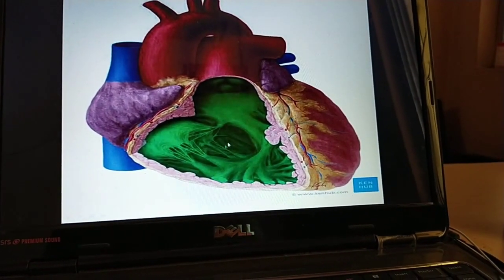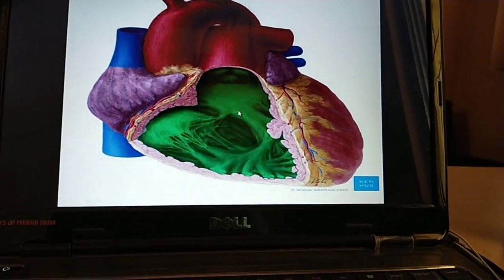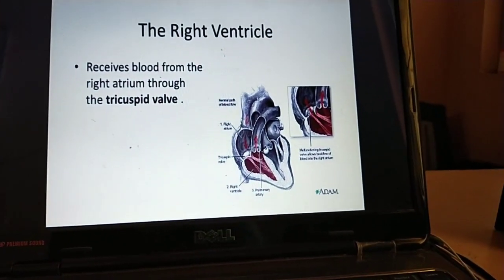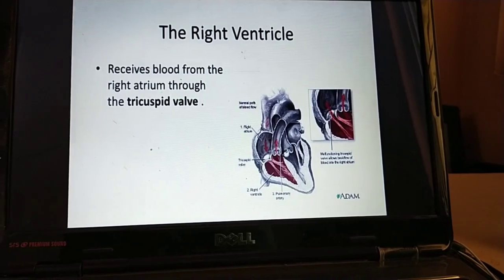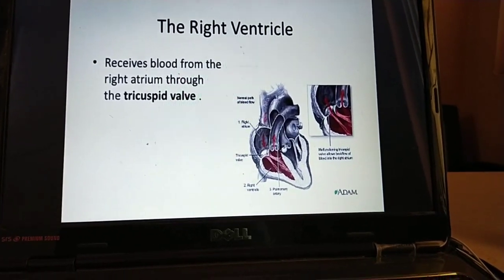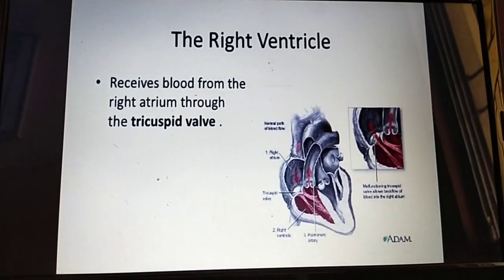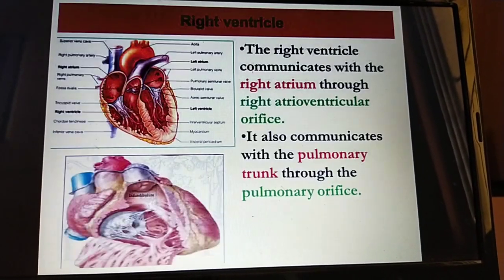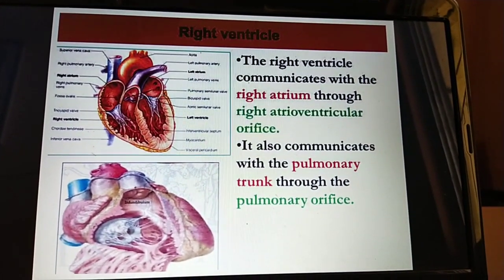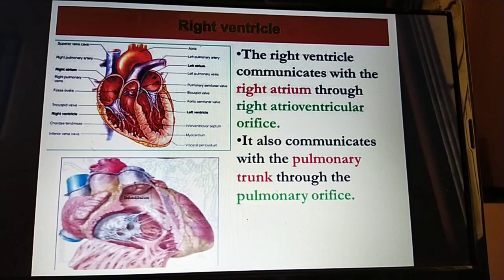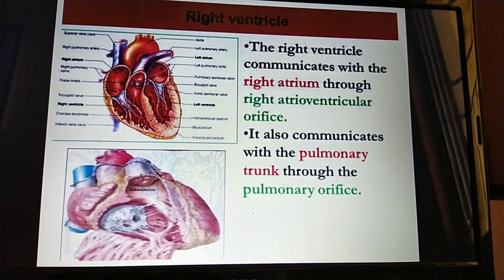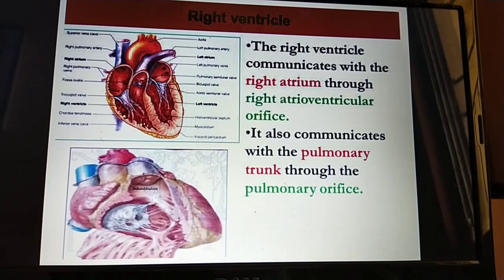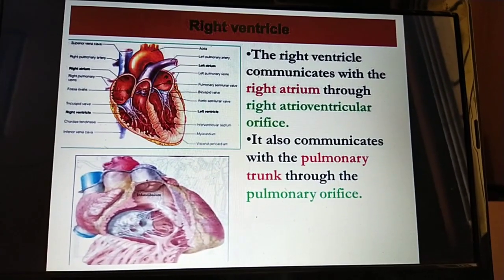Okay, can go further. Some structures of the ventricles. The right ventricle receives the blood from the right atrium through the tricuspid valve. Now the right ventricle communicates with the right atrium through the right atrioventricular orifice, and it also communicates with the pulmonary trunk through the pulmonary orifice.